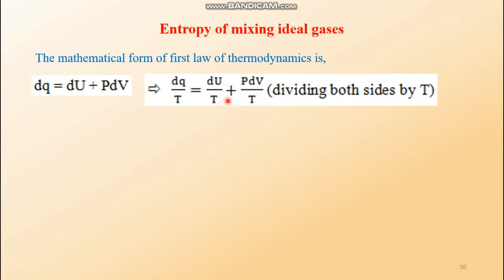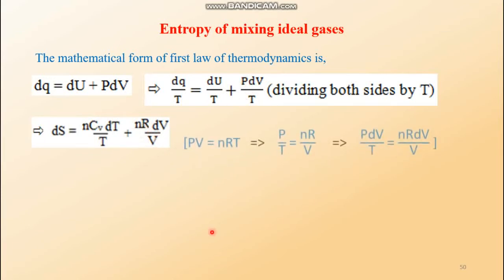Now what would happen in the right hand side? In the right hand side, we have to put the expression of dU, which is actually nCv dT. n is the total number of moles of the gas, and Cv is the heat capacity of that gas, while R is the gas constant, and instead of P by T you can put nR by V. How does it come? Let's have a look.